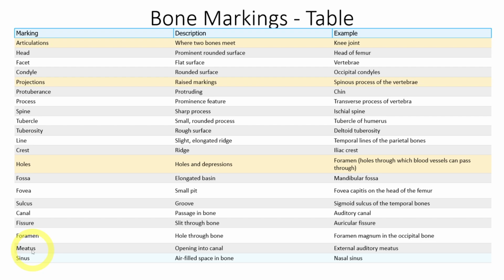And meatus is any hole that's kind of funnel shaped. It's the opening that leads into a canal. A canal is just a passage, so it's narrow and long. Foramen is just like a clean hole punch, or a big circular hole. And sinus, it's a space that's full of air in the bone.